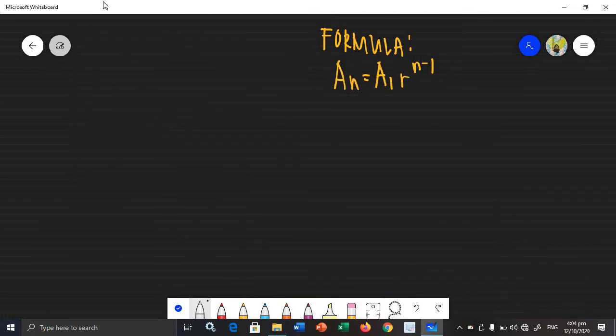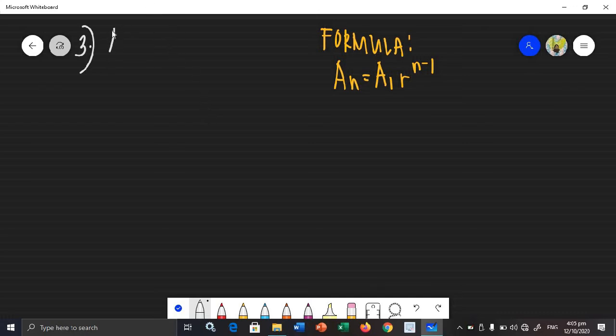So, according to your module, a word problem is given. I'm just going to read the word problem. It says, there are 25 passengers in the first carriage, 75 passengers in the second carriage, and 225 passengers in the third carriage, and so on. How many passengers will the 10th carriage have if the sequence of passengers is the same as a geometric sequence?